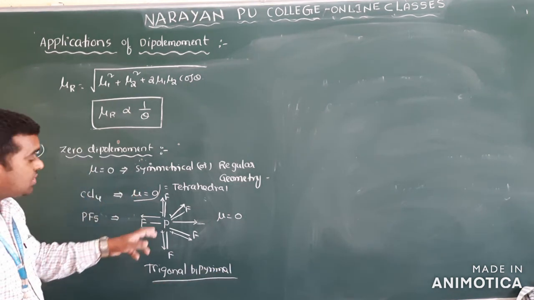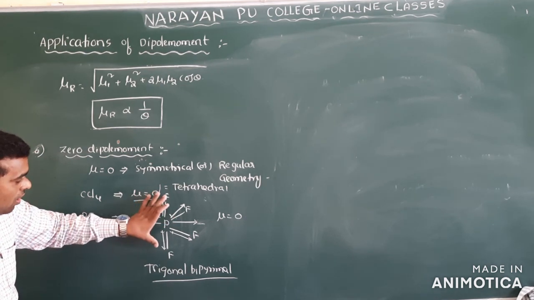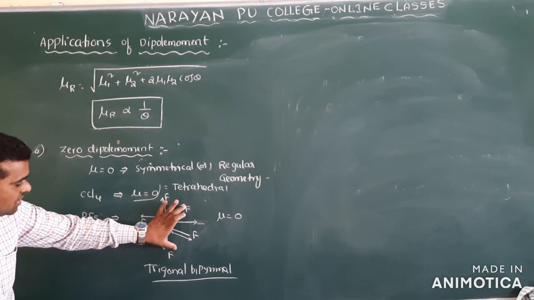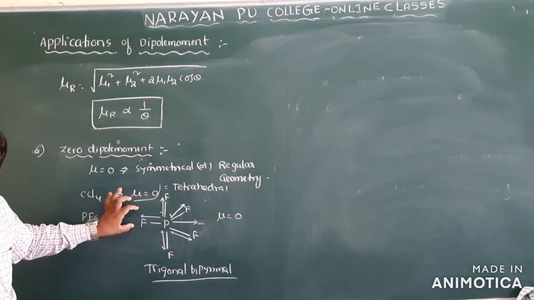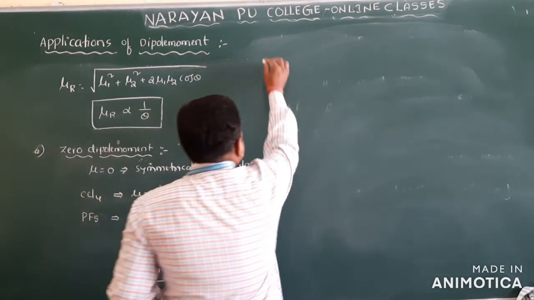Some molecules also have the trigonal bipyramidal shape, but all atoms are not the same. Only two atoms will be the same, and there will be some lone pairs, bond pairs and lone pairs. That is not a regular shape.